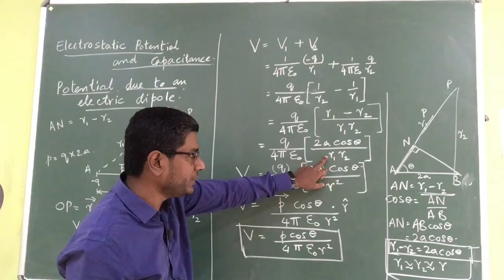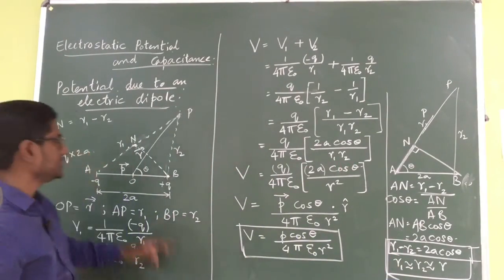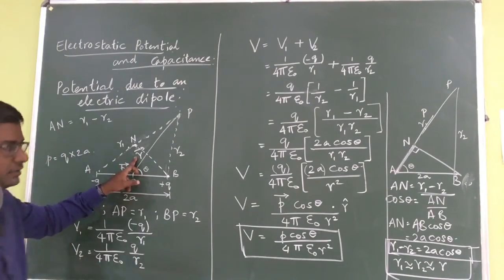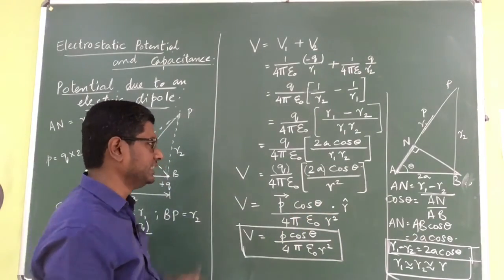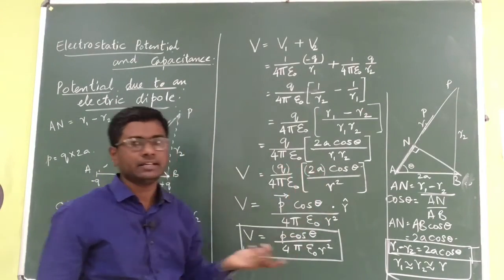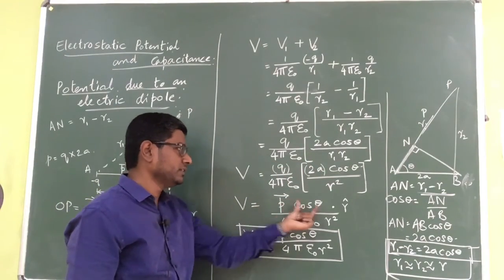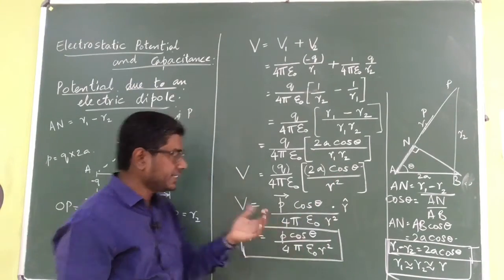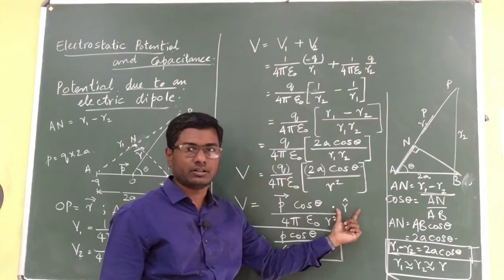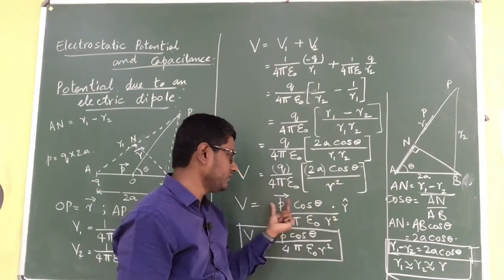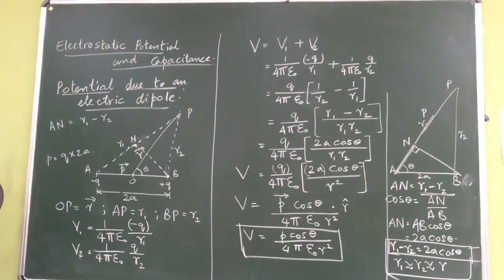After that, in the denominator, the r1 and r2 terms are nearly equal to each other, and that distance will be equal to this position vector r, and that is going to appear in the denominator. Then in the next step, we know that q into 2a gives us the dipole moment. So q into 2a will be replaced by p, and that p will be multiplied by this cos theta, and the direction will be in the direction of this position vector r. So I have added that dot, that is the unit vector, and there will be a dot product between these two, and that is going to give us a scalar quantity, the potential V.